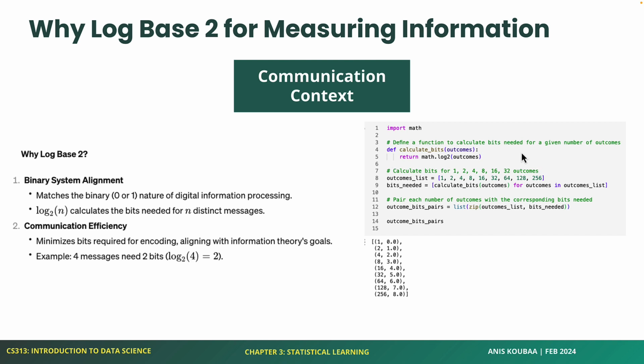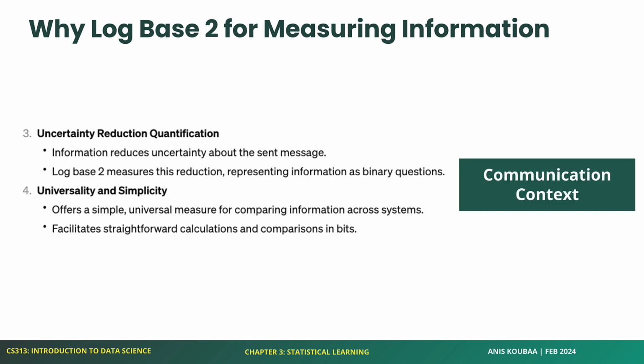And this is a simple Python code. If you have 1 outcome, 2 outcomes, 4 outcomes, up to 256, it will calculate the number of bits. This is why if you want to represent 256 numbers between 0 and 256, you're going to use 8 bits. So the log2 encodes the amount of information that we would like to encode. This is why it's related to data encoding in digital logic and in the communication context.